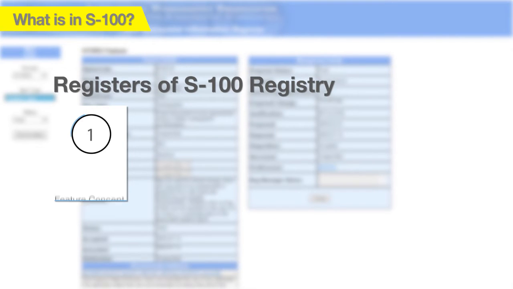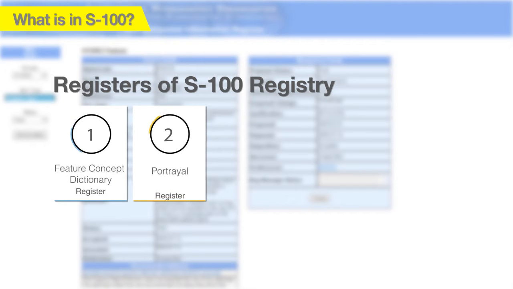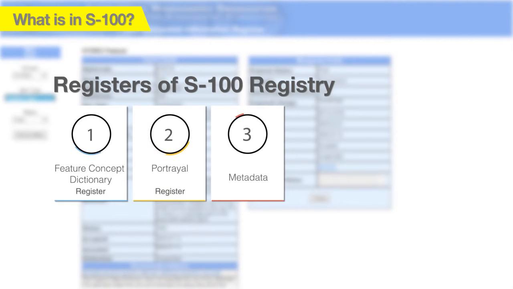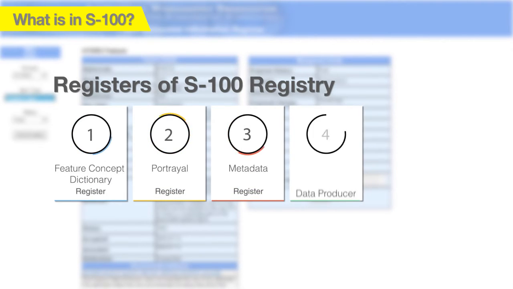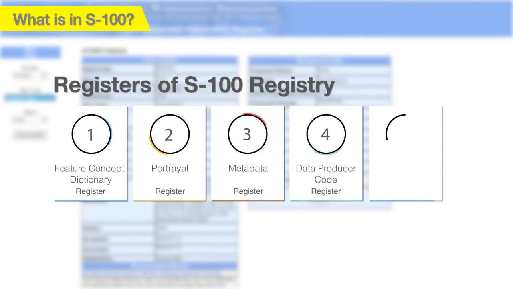S100 registry largely consists of feature concept dictionary registers related to definitions of individuals, portrayal registers displaying symbols on the screen, metadata registers, data producer code register, and product specifications register.